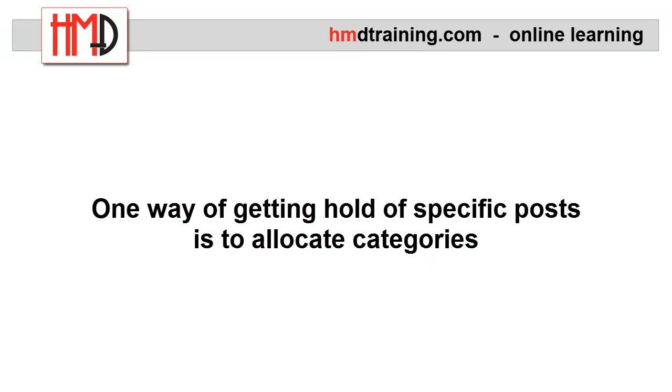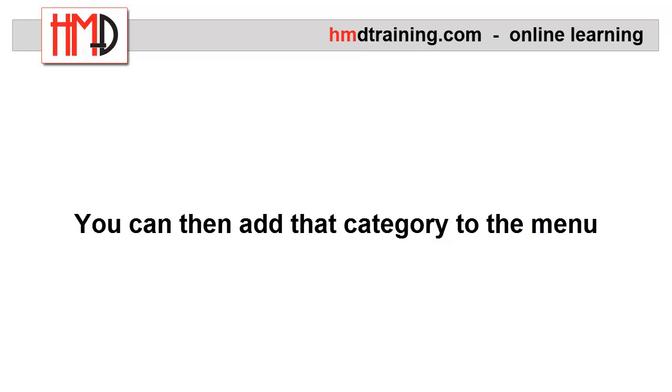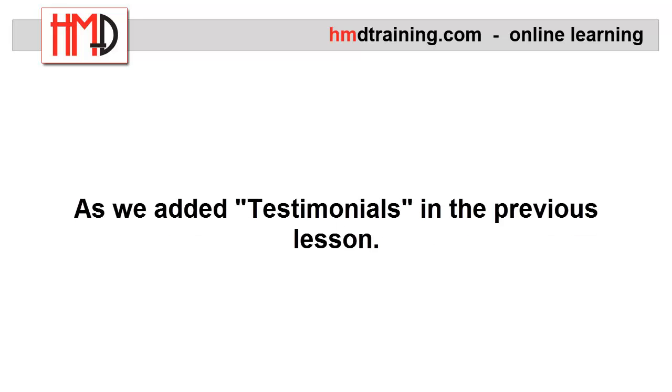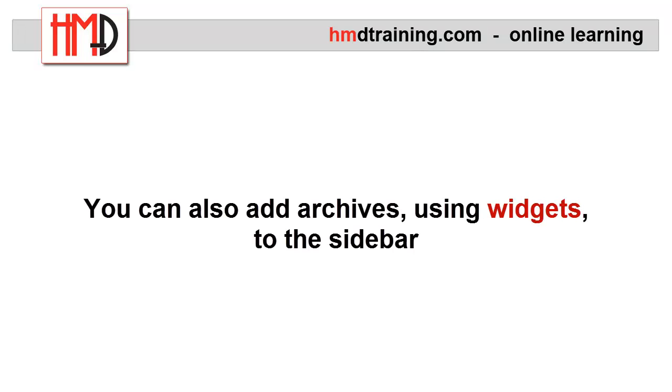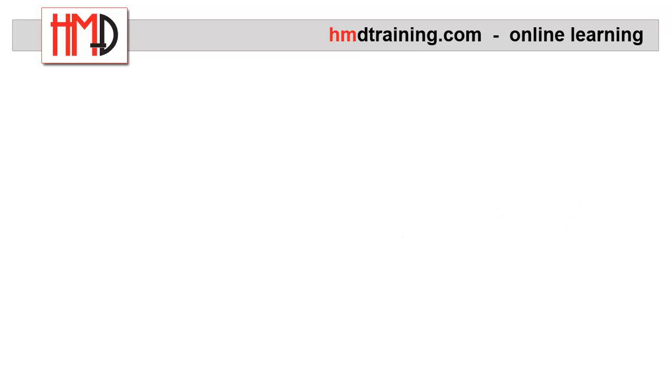One way of getting at specific posts is to allocate categories, as we saw in the previous lesson. Then we could add the category to the menu, and we added a testimonials category. It was then a handy way of getting all the testimonials back. But you can also add archives using widgets to the sidebar. So in this lesson we will look at that.